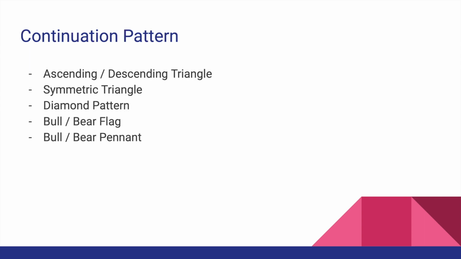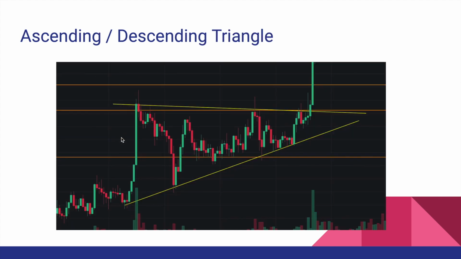So let's start first with the continuation pattern. So sa continuation pattern, meron tayong mga ascending, descending triangle, symmetric triangle, bull or bear flag, bull or bear pennant. So tingnan natin isa-isa yung mga examples nila. So yung example natin kanina is an example of an ascending triangle. So makikita mo, pataas ang price, and then nag-form siya ng triangle, indicating that the next action will be upward since ascending triangle siya. Pag pababa ang price tapos nag-form siya ng triangle pababa, it's a continuation na pababa ang price.